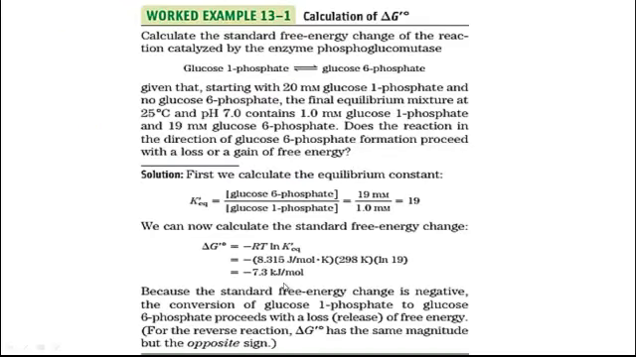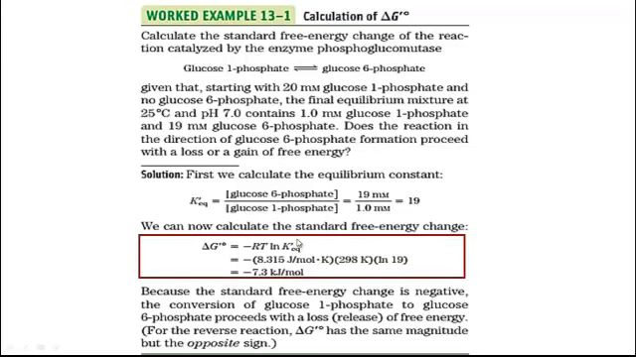Now let's take the example of a biological reaction, which will help us to understand how we can use this equation to calculate the value of delta G. So let's consider the reaction where glucose 1-phosphate is converted into glucose 6-phosphate. What we are given is that the starting concentration of glucose 1-phosphate, meaning the reactant, is 20 millimolar and there is no glucose 6-phosphate in the beginning, whereas at the equilibrium state the concentration of glucose 6-phosphate is 19 millimolar, which means that at this point the concentration of the reactant would be 1 millimolar.